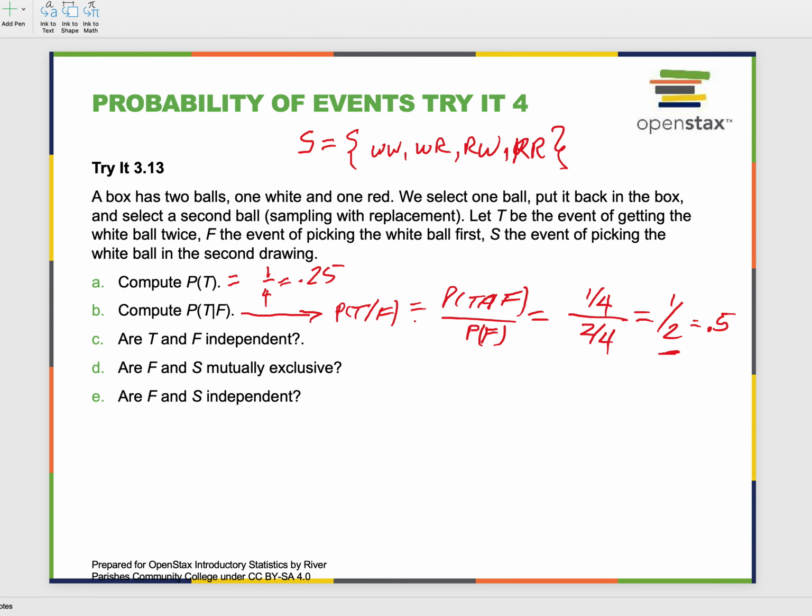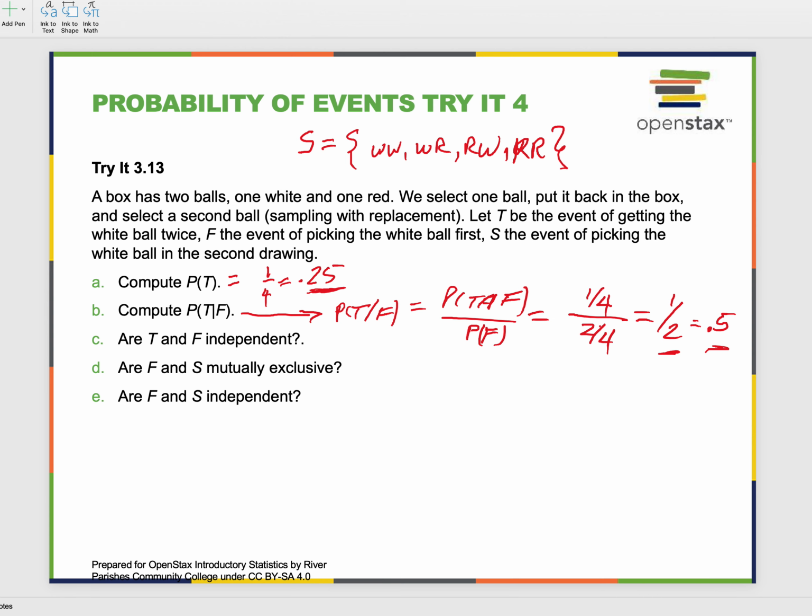Are T and F independent? What are T and F? Well, no. We calculated the probability of T right here, and it's not equal to the probability of T given F, which is right here. So they're not independent. Are they mutually exclusive, F and S?